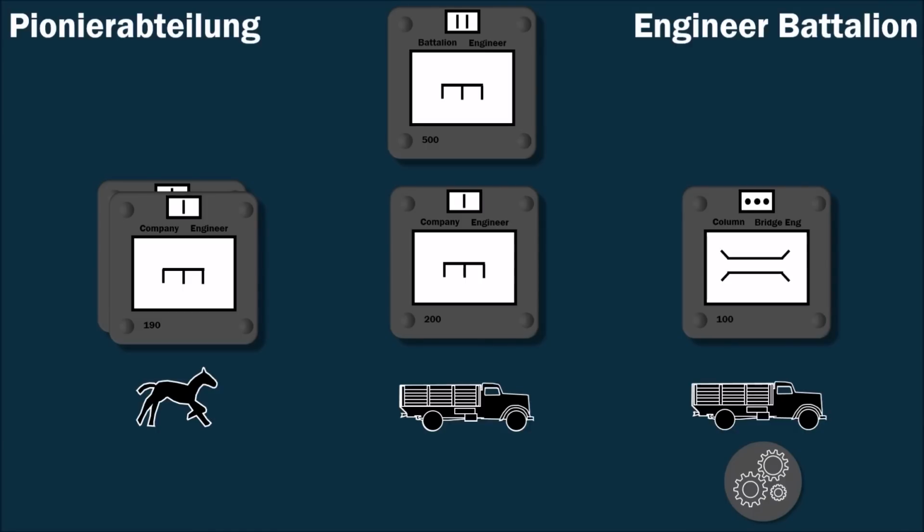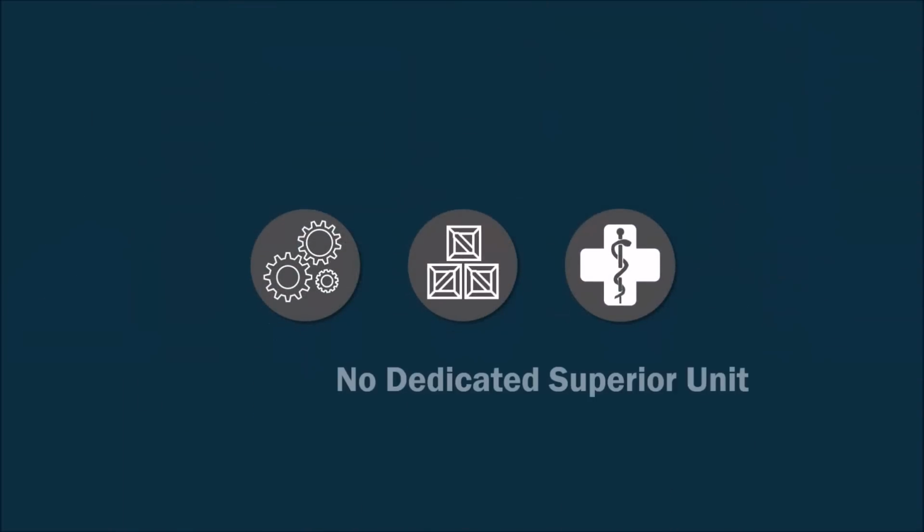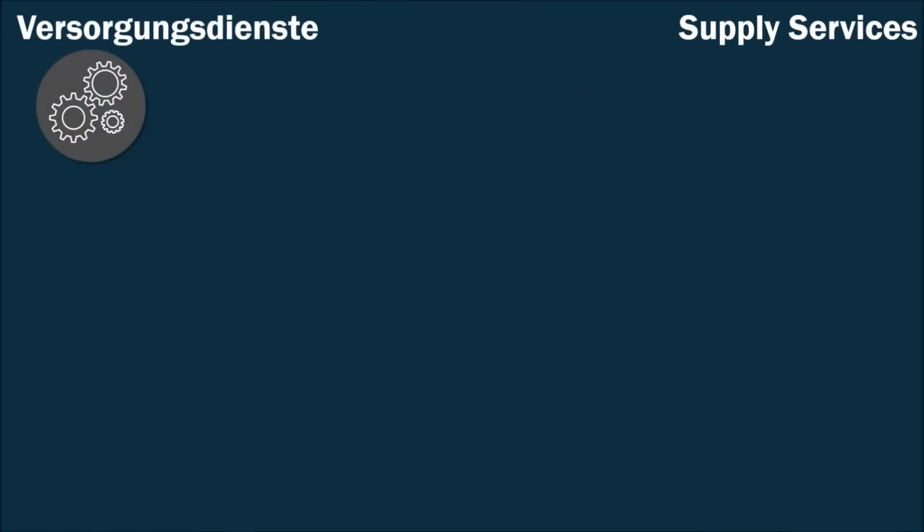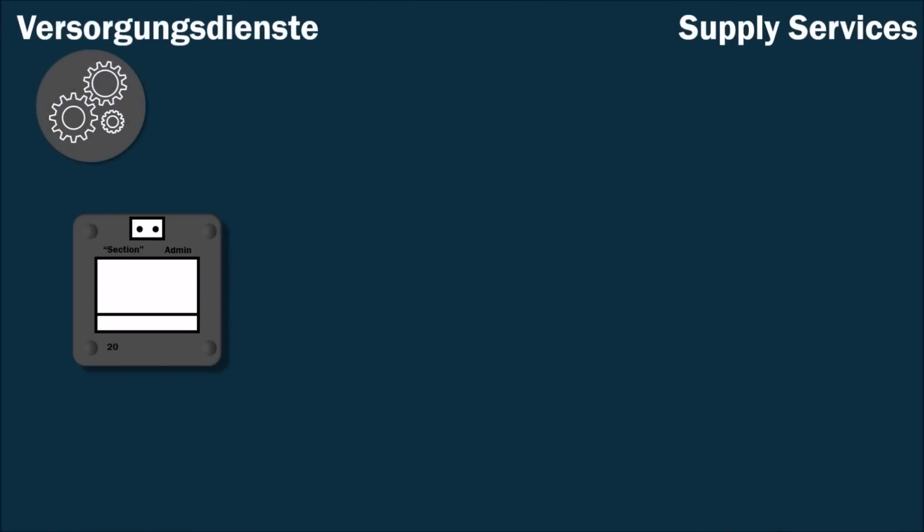Which also brings us to the next part, the non-combat units. Note that these units don't have any dedicated superior unit like a battalion. So let's take a look at them. At first the supply services, or in German Versorgungsdienste. And we have a small unit for administration. They basically determined what was the demand of the whole unit, what was needed for supplies.